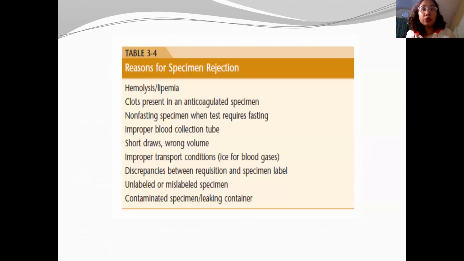So please take note of specimen rejection. It's a waste of effort and time if the specimen is rejected anyway. So check it well: improper collection tube, hemolysis, lipemia, you did not store your blood gas on ice.